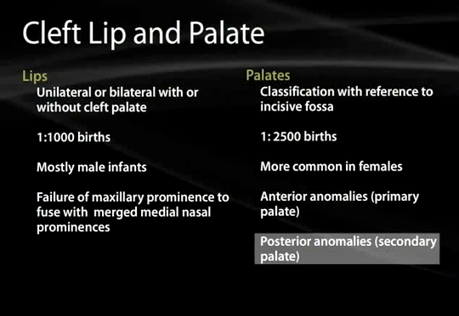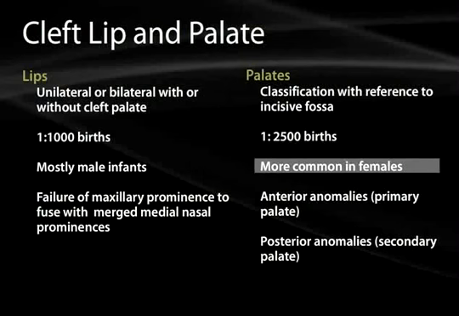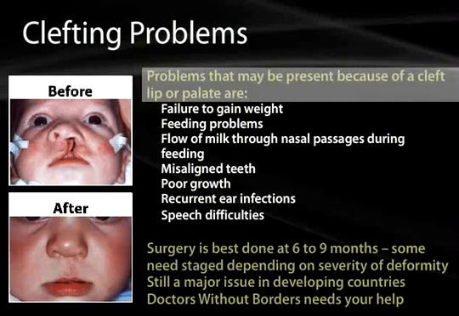As is the case with palates, the classification will be in reference to that incisive fossa. So if it's anterior to the incisive fossa, it's a primary palatal defect. If it's posterior to the incisive canal, it's going to be a secondary palatal defect. Those happen a little less commonly, 1 in 2,500 births, and they will be more common in females. And I'm not sure that any of the reasons behind why this happens are actually known.